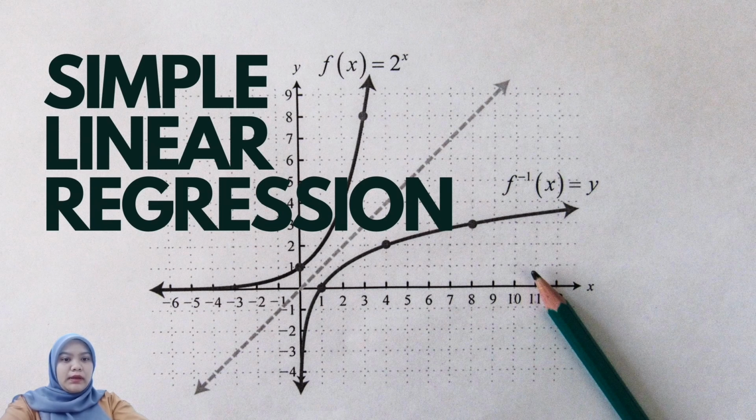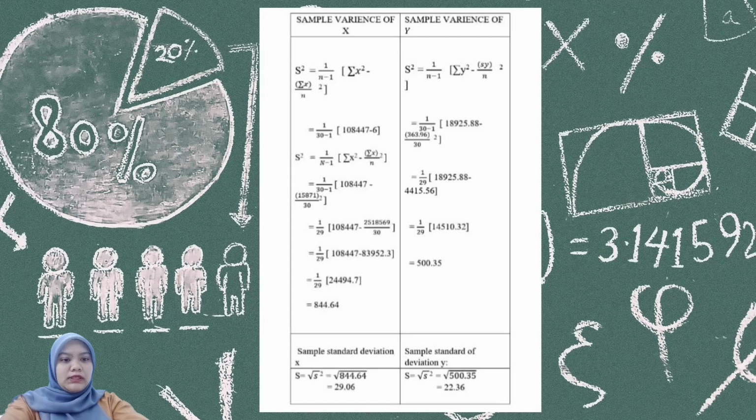I want to explain my part about simple linear regression. Coefficient of determination measures the proportion of variation in dependent variable y that can be explained by independent variable x. The coefficient of determination is the square of correlation coefficient r. It is expressed as a percentage, where we need the sample variance of x and sample variance of y.